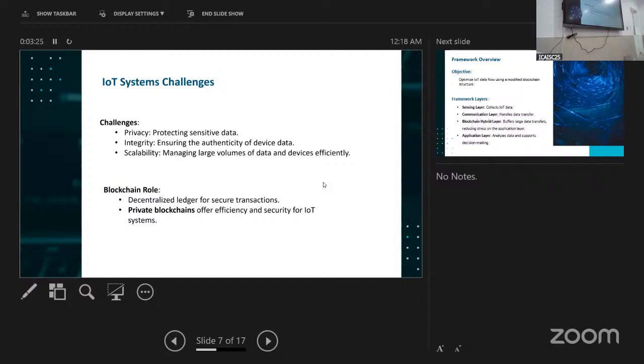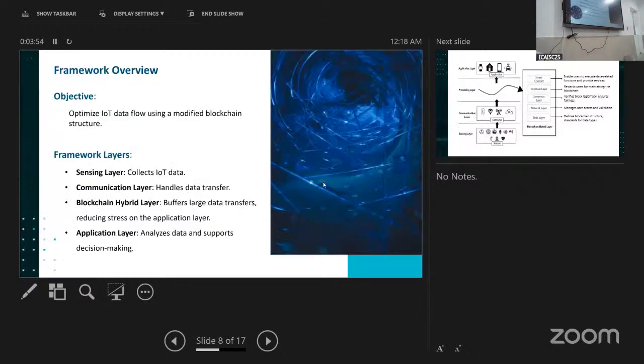I know that we have already established blockchain solutions to secure the transactions and make security more efficient for users, but they still have some challenges in terms of users' privacy and also in terms of efficiency, because it takes time to perform their job. So the objective of this work is to optimize the IoT data flow using a modified blockchain structure.